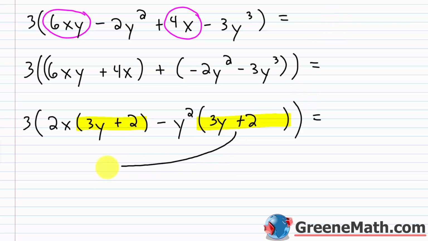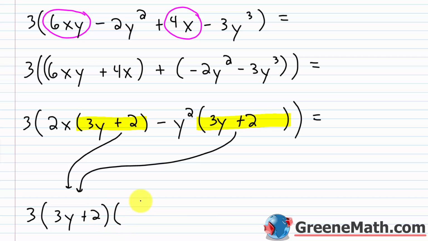And if we pulled that out, we would have 3 times the quantity. This guy comes out, 3y plus 2, times, inside of parentheses, you'd have what's left. So you'd have the 2x minus the y squared. And that's our factorization. So you have 3 times the quantity 3y plus 2 times the quantity 2x minus y squared.